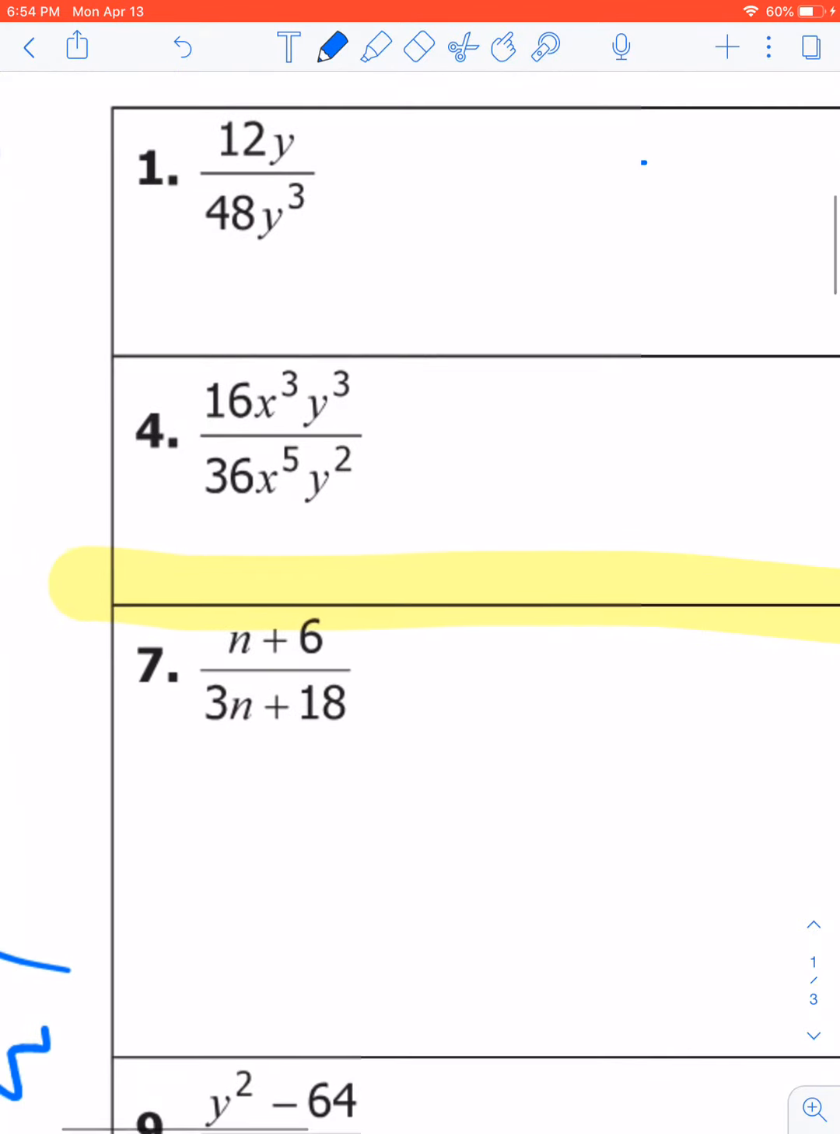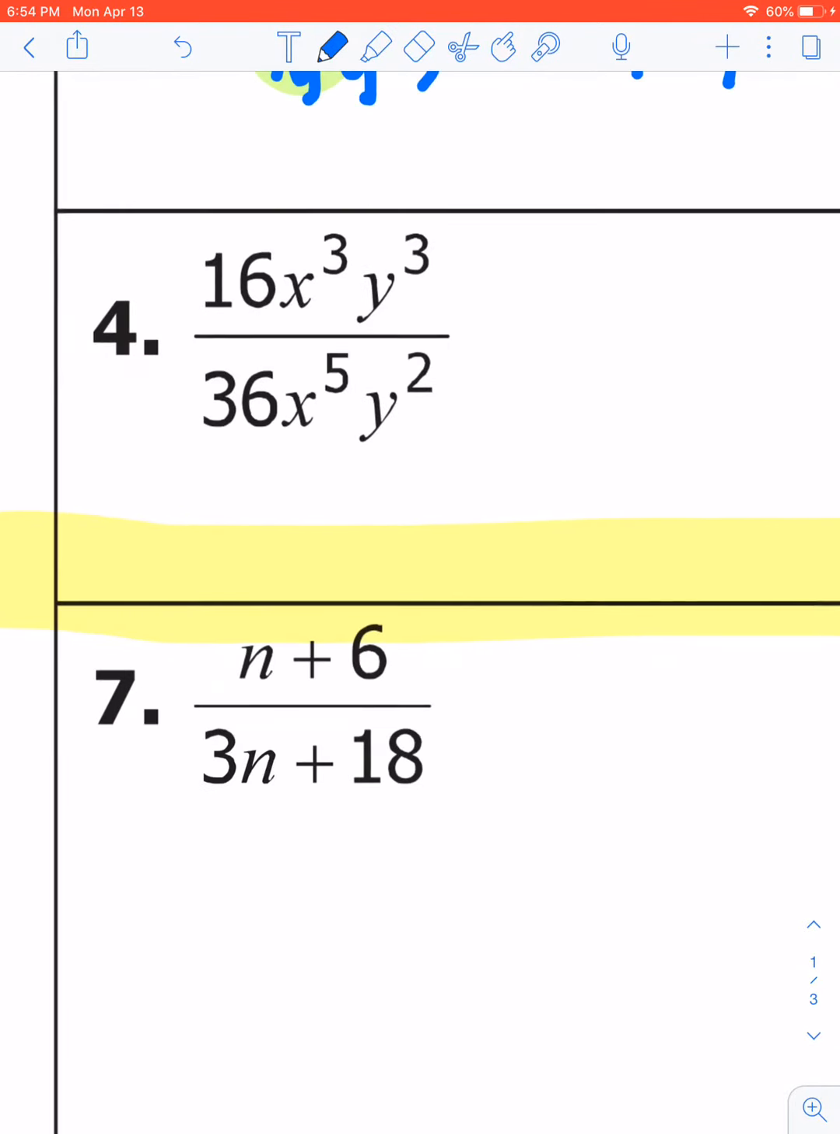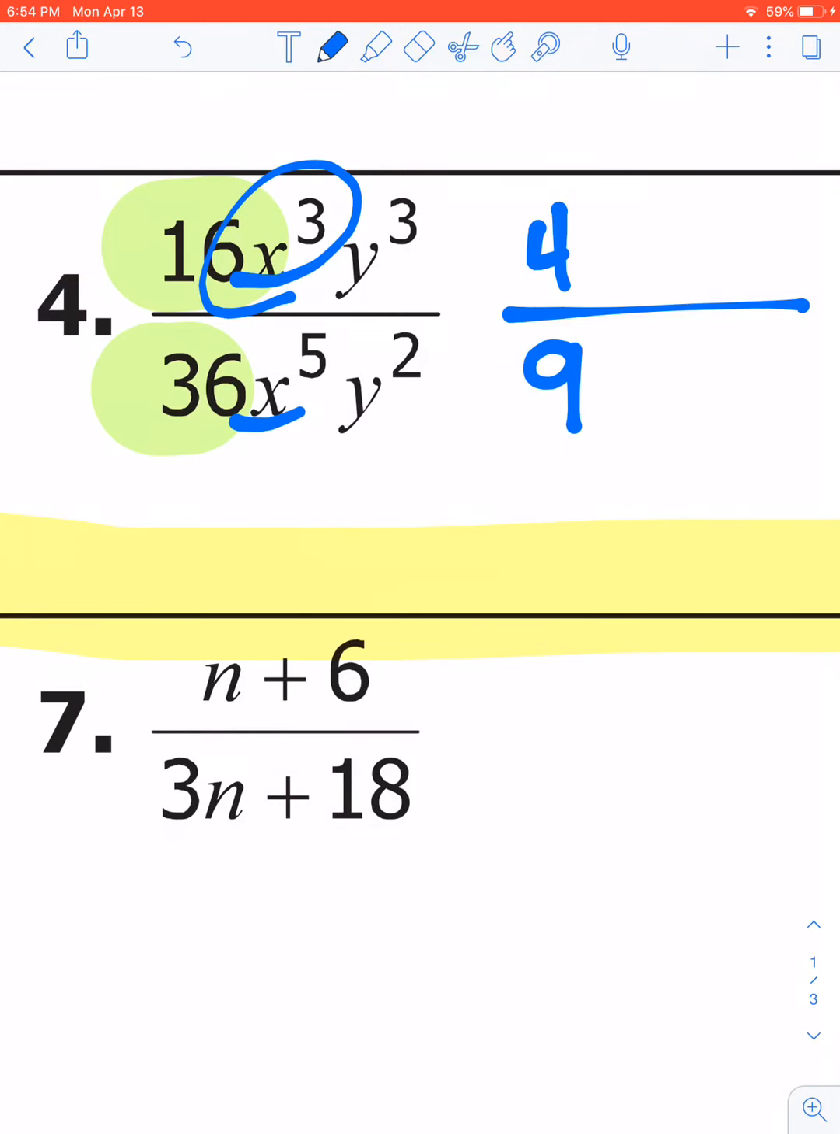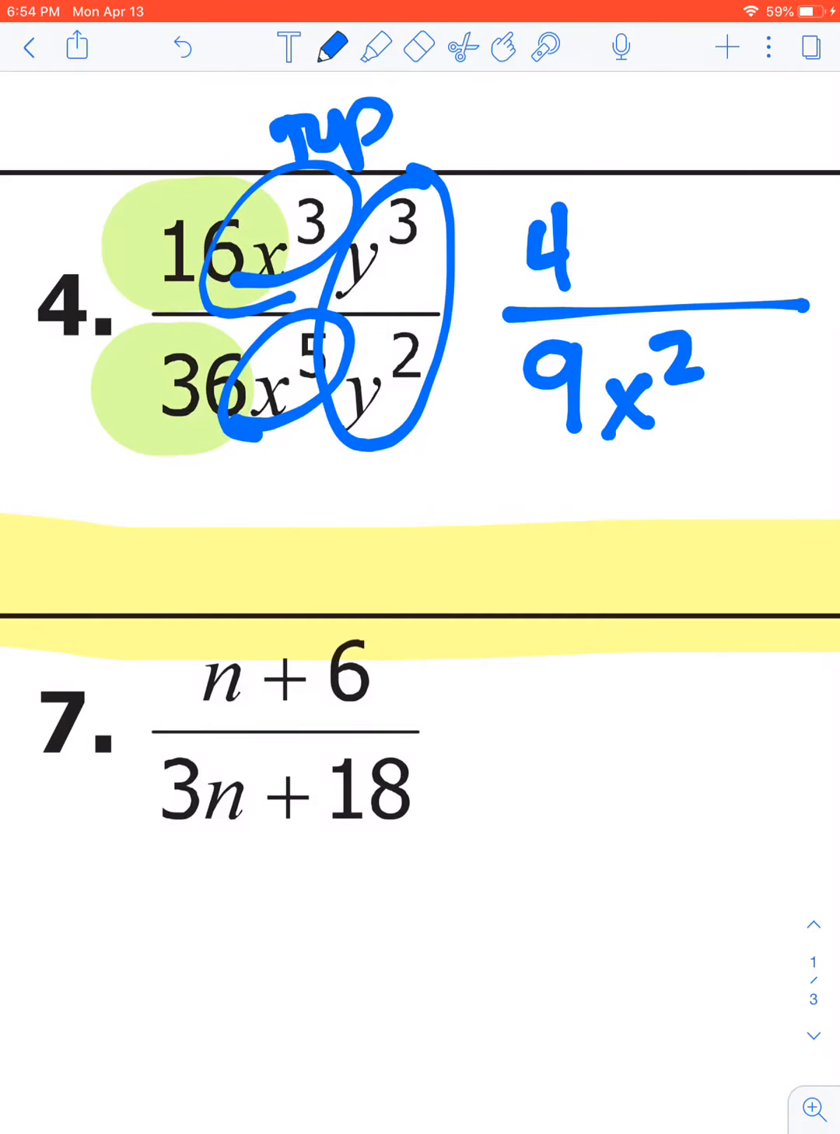All right, let's do number 4. We aren't going to approach this any differently. It's just instead of having just an X family, we have the X and the Y. So again, I'm going to look at 16 over 36. You can use a calculator or your brain to reduce. And this is going to reduce to 4/9. I have 3 X's on top. I have 5 X's on bottom. So when those cancel, I would be left with 2 on bottom. And then when I look at the Y family with 3 on top and 2 on bottom, I would be left with 1 Y on top.